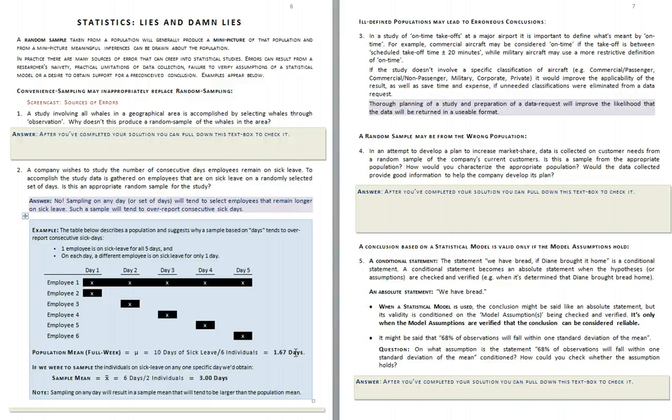The more general key observation is that for this population, any sample of days will result in a sample mean that overestimates the population mean. Taking a random sample of days is an inappropriate sampling methodology. Rather, a random sample of the actual employees that took sick leave during the period should be taken. So the correct procedure here is to get a list of the employees that have been on sick leave and take a random sample of those employees.